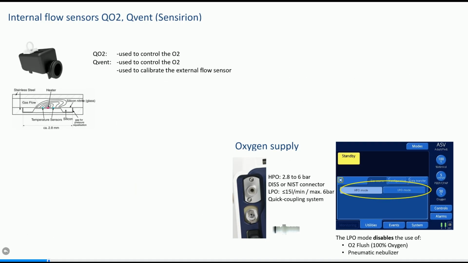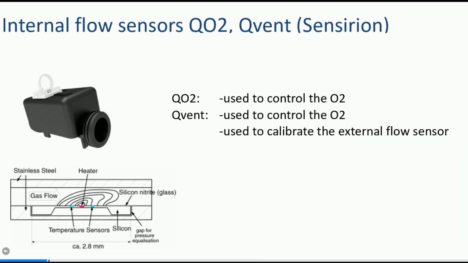Now let's look at the internal flow sensors and oxygen supply specifications. The Hamilton T1 has two internal flow sensors installed. The QO2 is part of the O2 mixer assembly, which is used to control the O2. The Q-vent, which we will see later, is used to control the O2 and ambient air mixture at the blower outlet, and to calibrate the external flow sensor.